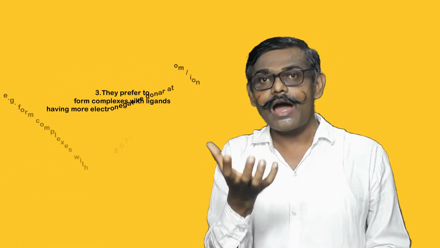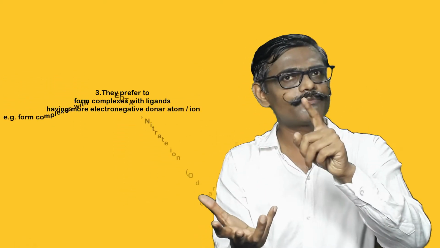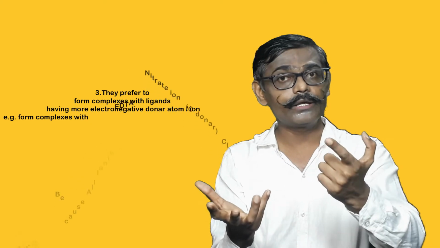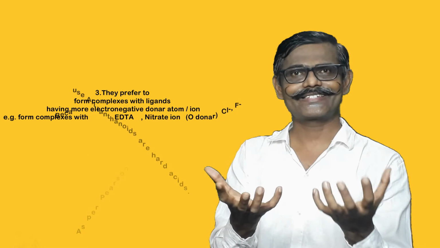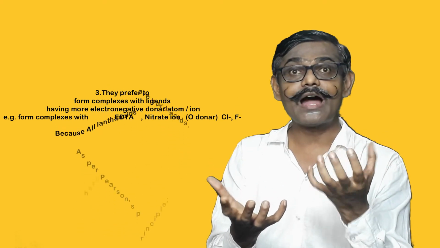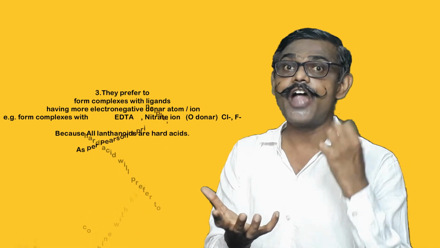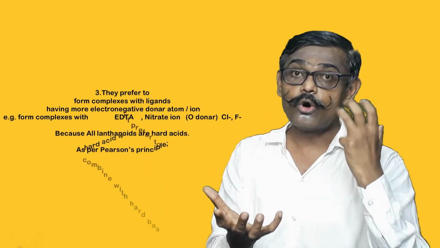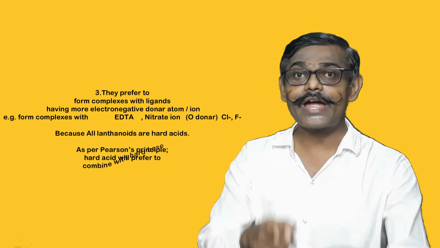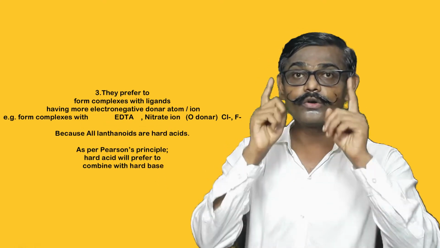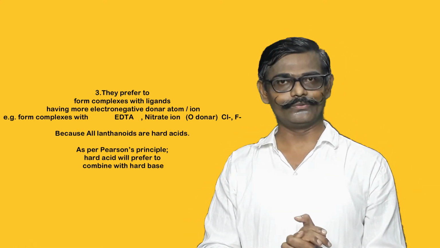Lanthanoids are hard acids. If these are hard acids as per Pearson's principle, with whom will stable compounds form? Hard bases. So ligands should be hard bases. The ligand should possess a donor which is hard, a more electronegative donor, like fluoride, oxide, or nitrogen, which are more electronegative.